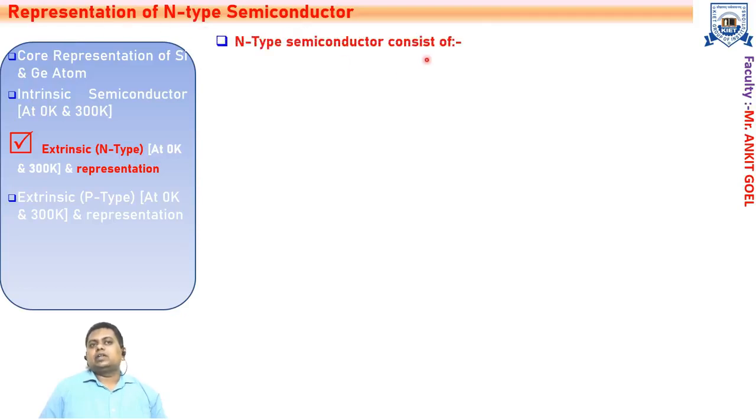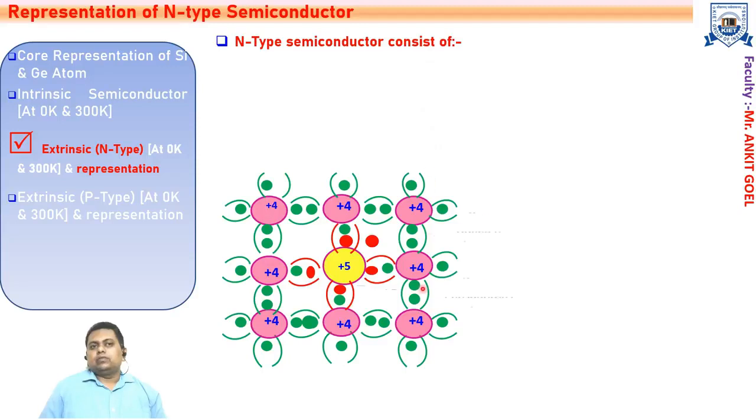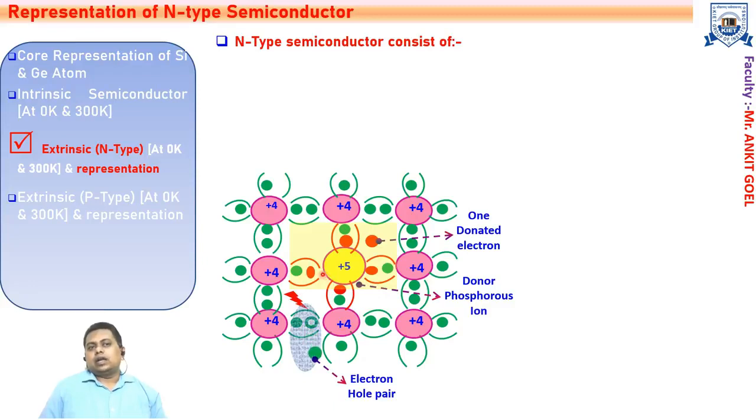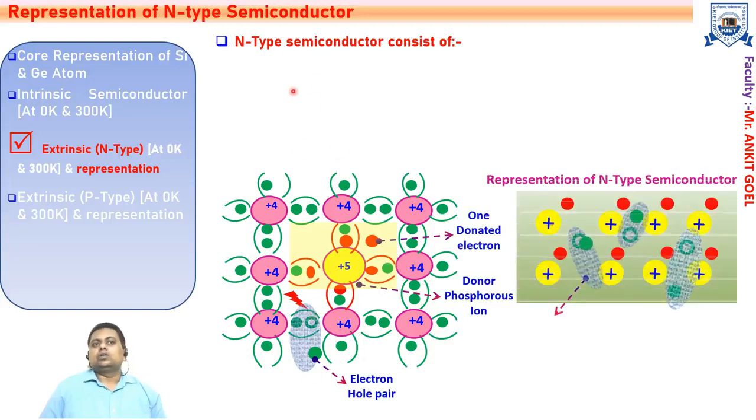Let's quickly understand the representation of the N-type semiconductor. The N-type semiconductor basically consists of 4 entities. One is the donated electrons, another is the phosphorus ions, another is the electrons due to the thermal generation process, that is the electron-hole pair generation process, and holes again due to the electron-hole pair generation process, or thermally generated holes, right? So this is how the representation is done.